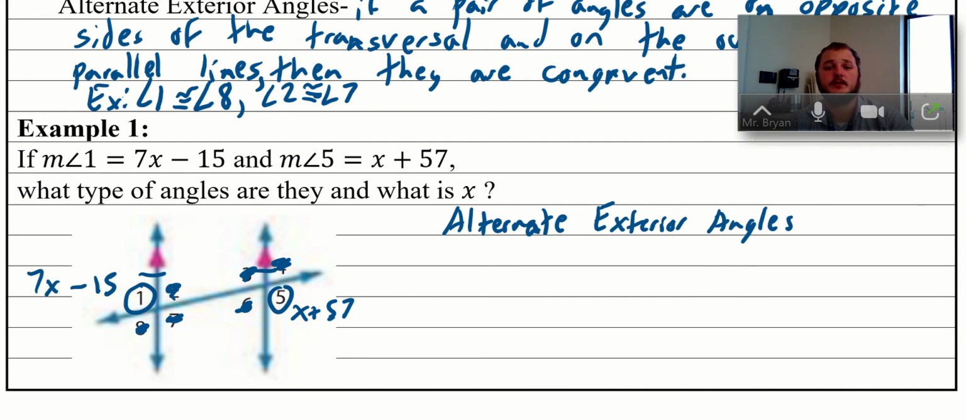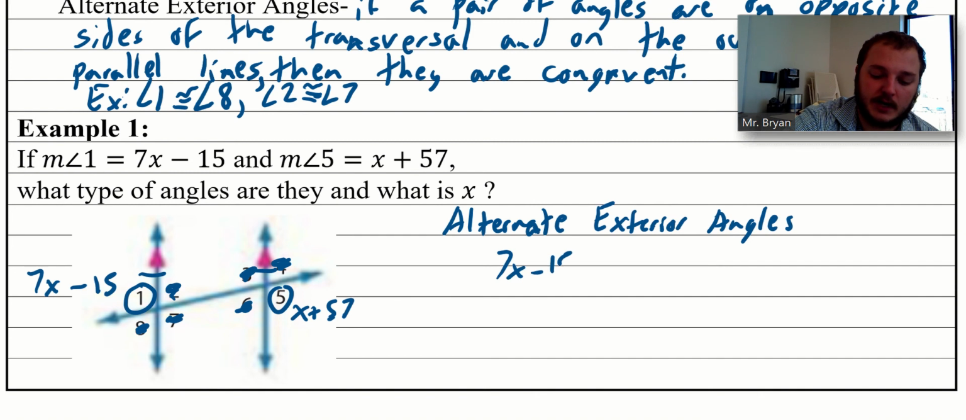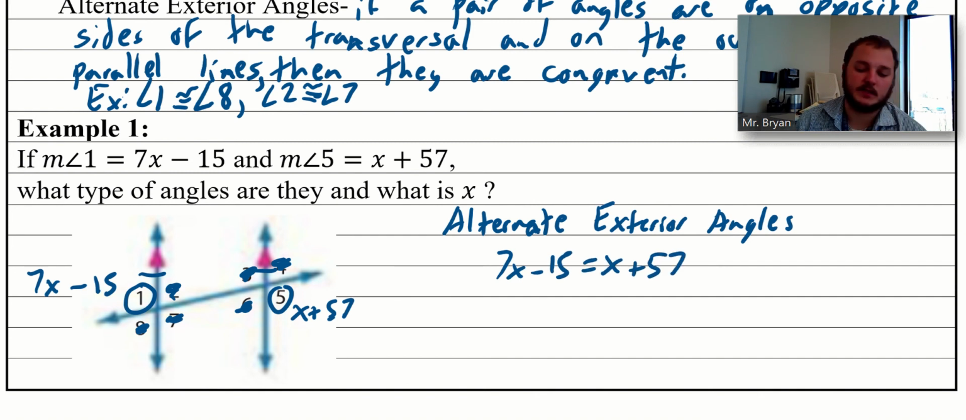Now the second question is, how can I use that to solve for x? Well, if I look at this here, I'm given these angles in terms of x, and I know since they're alternate exterior angles, if I look back at what we just wrote, then they have to be congruent. So what I can say here is that 7x minus 15 is congruent to, in other words equals, x plus 57. So that's exactly what I'm going to do. If two things are congruent, I can just set them equal to each other. 7x minus 15 equals x plus 57.